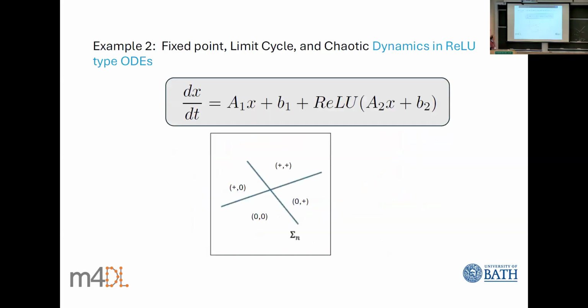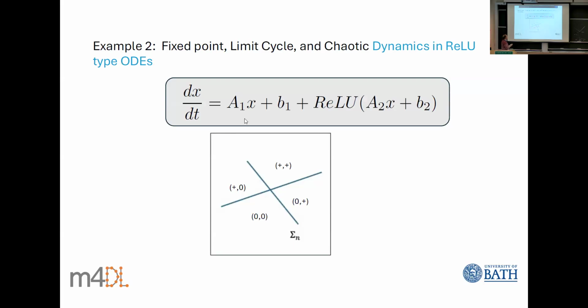So here we have a typical ReLU type structure. By the way, this is very simple. It's just a single layer. Multiple layers are much more complicated, but at least with a single layer I can do some analysis. So here is a neural ODE, dx/dt, with some sort of ReLU architecture.